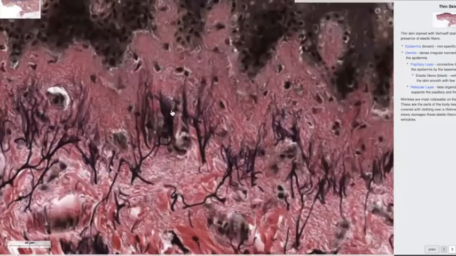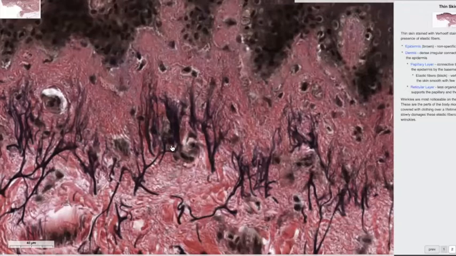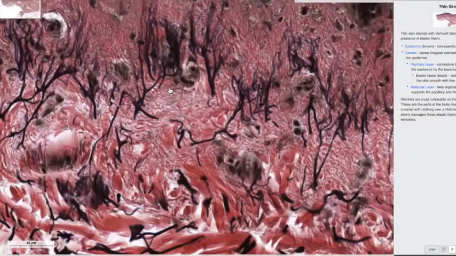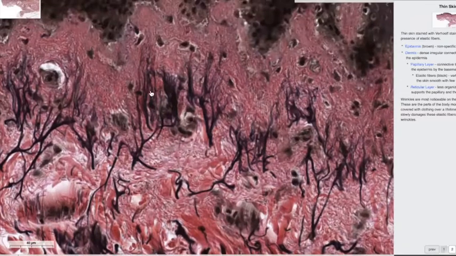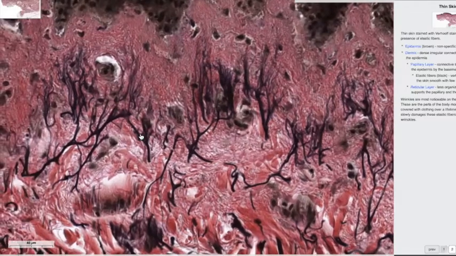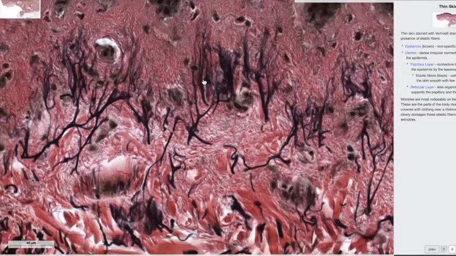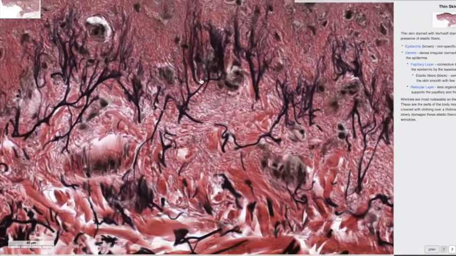Right? So these little thin black fibers over here are the elastic fibers. That's what's giving your skin, when you pull it up, right? You can imagine these being pulled up. You let it go and they kind of stretch back because they're like bungee cords or rubber bands or something. You're giving your skin its elasticity.